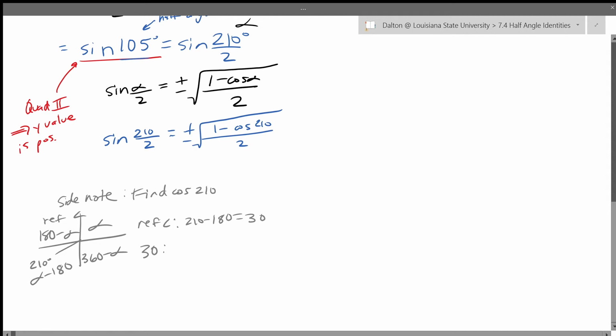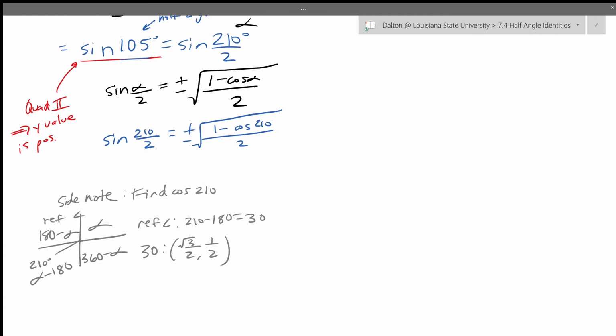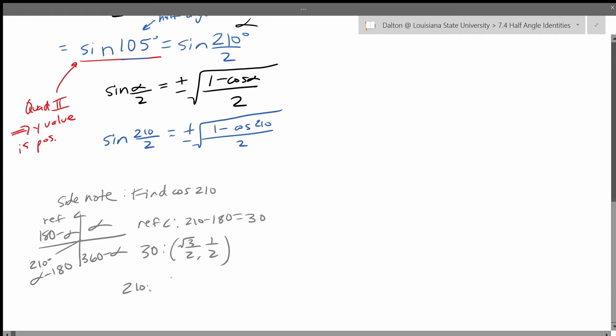Your 30-degree coordinates are the square root of 3 over 2, 1/2. How does this relate to 210? Well, the only difference is that since 30 is in the first quadrant, both of your numbers are positive. Since 210 is in the third quadrant, that means both of its coordinate points are negative. Did I just say both of the coordinates are false?